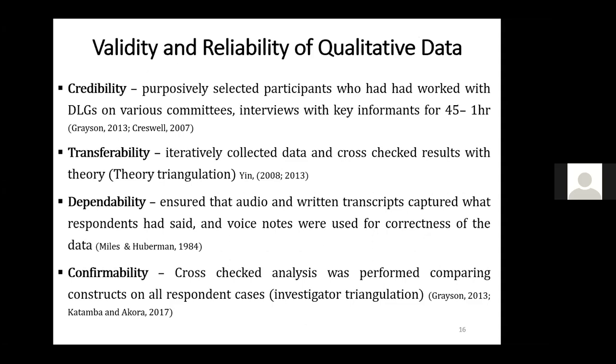In terms of validity and reliability of quantitative data, we selected participants who had worked with the district governments on various committees, and we interviewed them. We also collected data and cross-checked the results with the theory. These are audio and written transcripts that we captured, and voice notes were also used for correctness. And also in terms of confirmability, we cross-checked the analysis and we compared constructs on all the respondent cases.